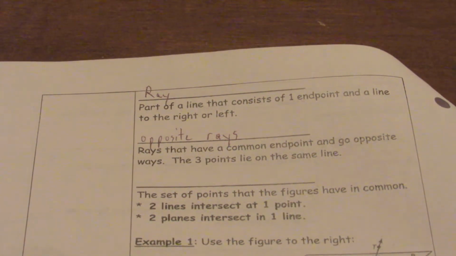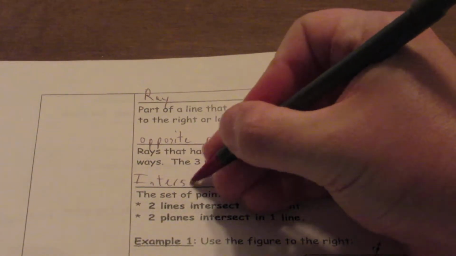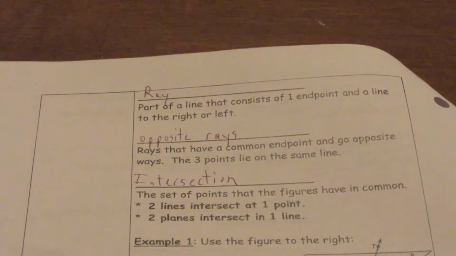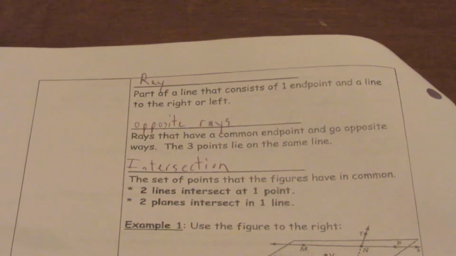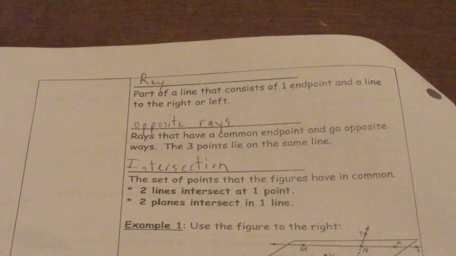Right? And the set of points that figures have in common is an intersection, which should be a term you're familiar with. Just like streets intersect, our lines can intersect, and our planes can intersect. The key thing to realize here, most people are fine with this part. Two lines intersect at a point. If I draw two lines, they intersect at a point. But two planes intersect in a line. If you think of a wall and the floor, there's not one single point where they meet. It's the entire base of the wall, and that is a line.